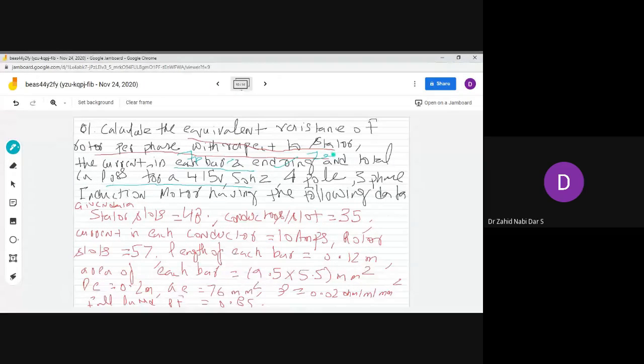This question came in the examination recently, 2020 or 19, something like that, for 8 marks. So I felt this is important, so you go through this problem.